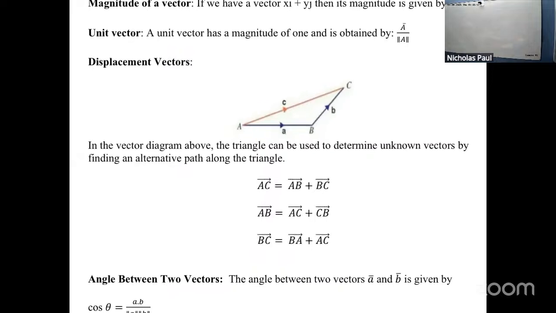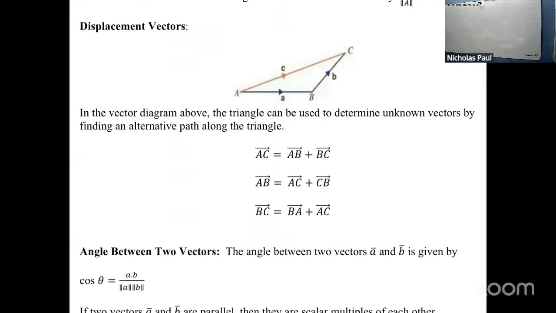What is a unit vector again? You divide the vector by its magnitude. So the magnitude is 1.